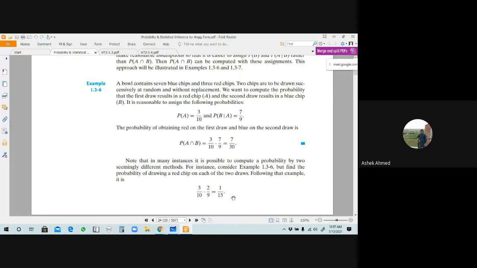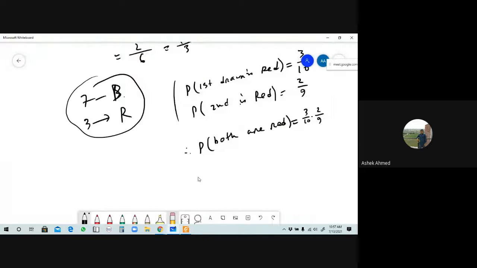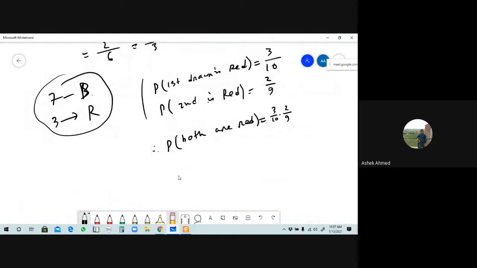But we can solve this problem in another way. Okay, the other way is here. Tell me, since we have to draw how many red chips? 2 red chips. From the total number of red chips here, কতটা চিপ থেকে আমরা দুটো red chip ড্র করতে হবে?